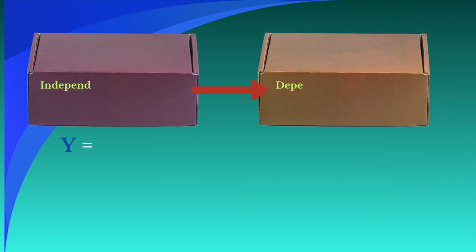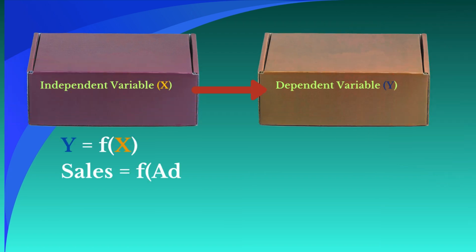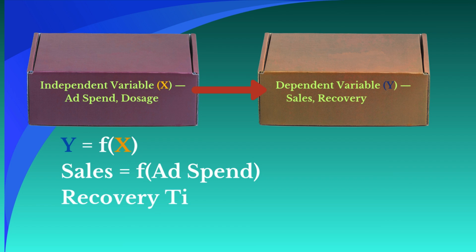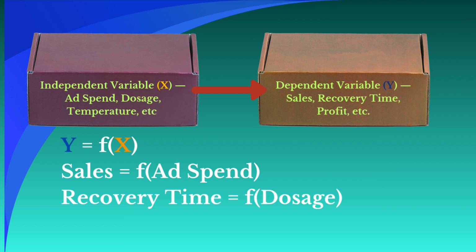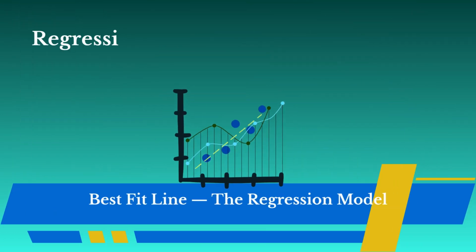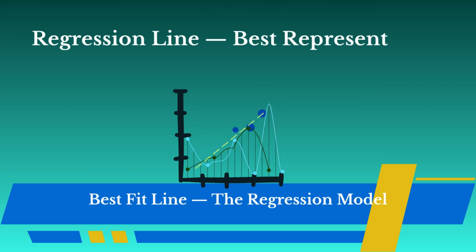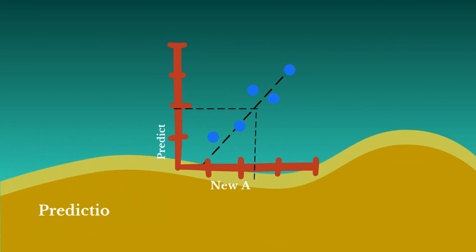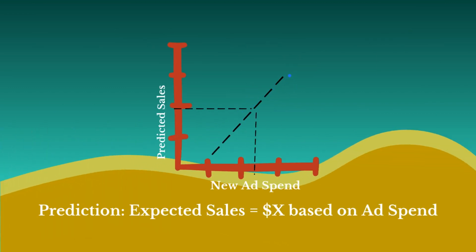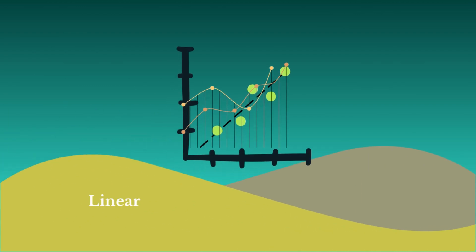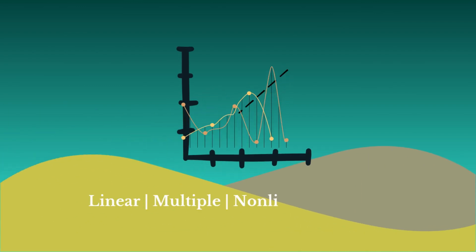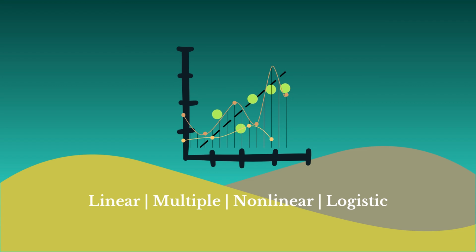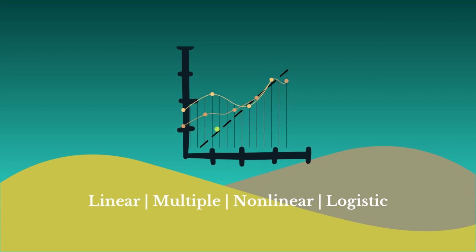In regression, we typically deal with two types of variables. Dependent variable y means what we want to predict, and independent variable or variables x means the factor or factors that might influence it. The goal is to find a line or curve that best represents how changes in x affect y. Once we know that relationship, we can predict what y will be for any given x. But not all relationships are the same. Sometimes they are simple, sometimes more complex. Let's explore different types of regression.